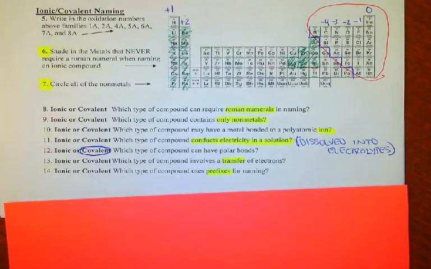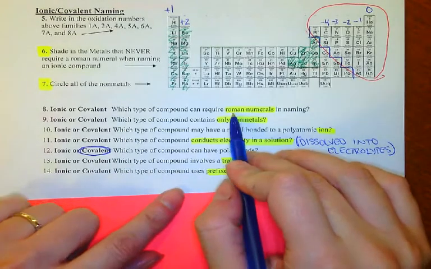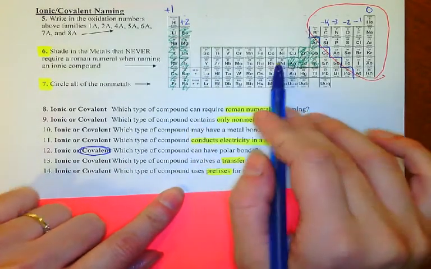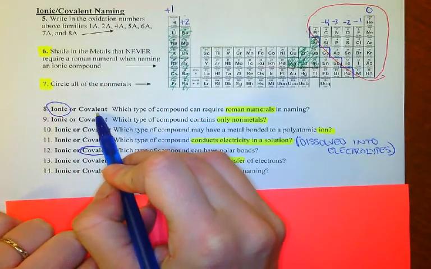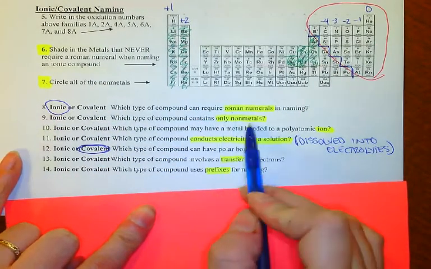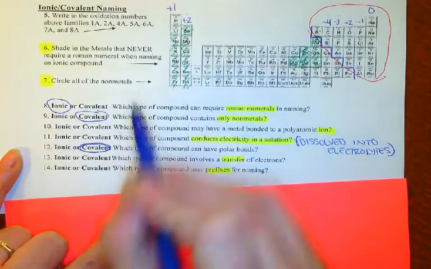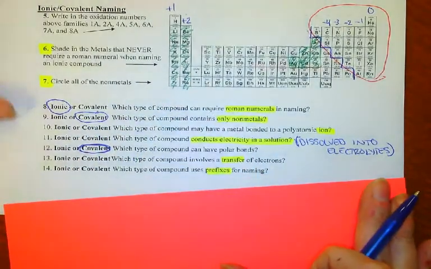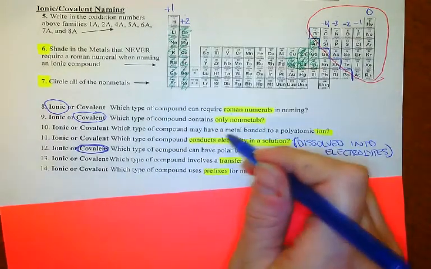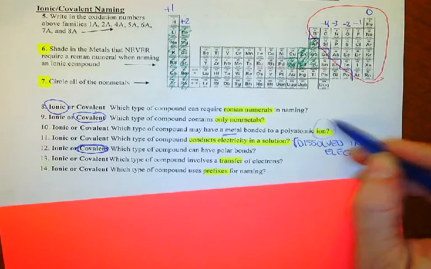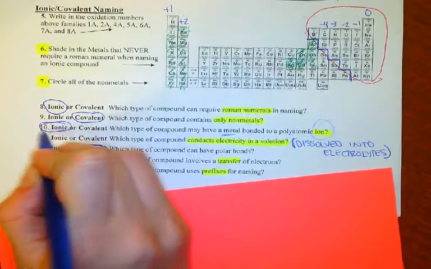Okay, so the only time you would ever use a Roman numeral is when you have a metal, because only metals get Roman numerals, which means it has to be ionic, because covalents don't have metals. Covalents are only nonmetals. Okay, so a covalent compound would never have a Roman numeral in its name. Which type of compound may have a metal bonded to a polyatomic ion? That would be ionic. Okay.